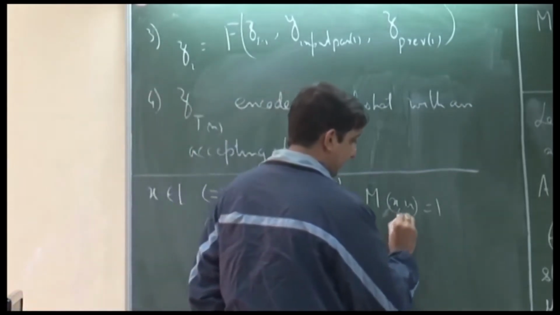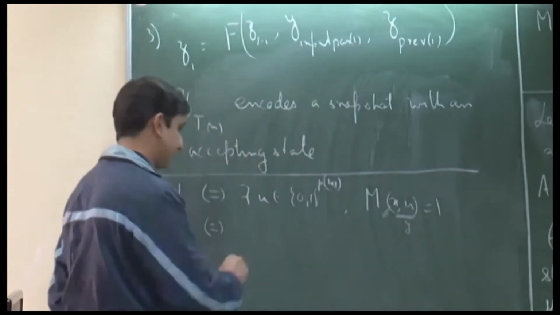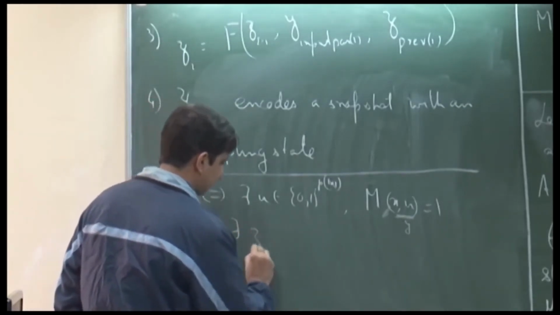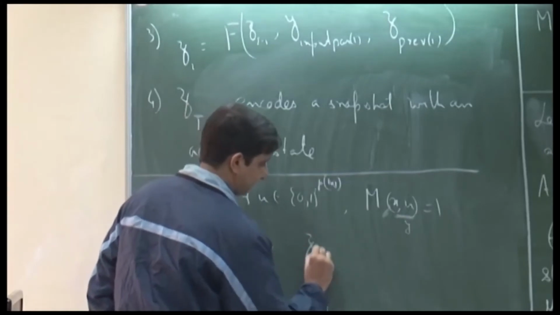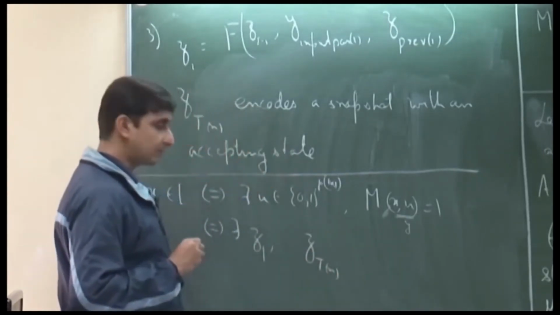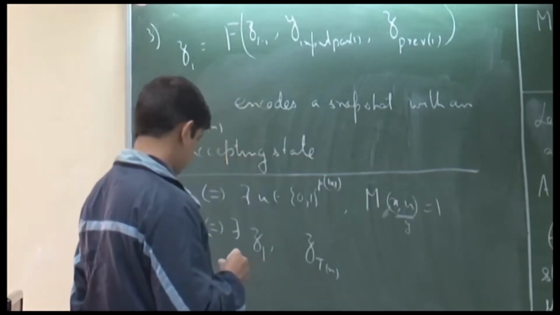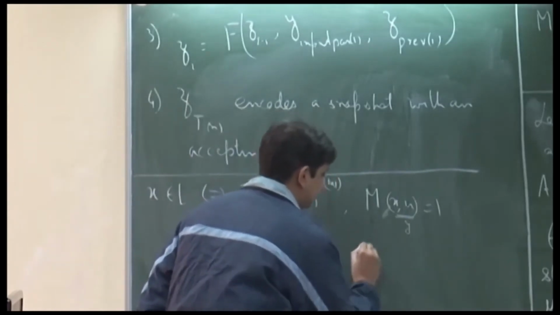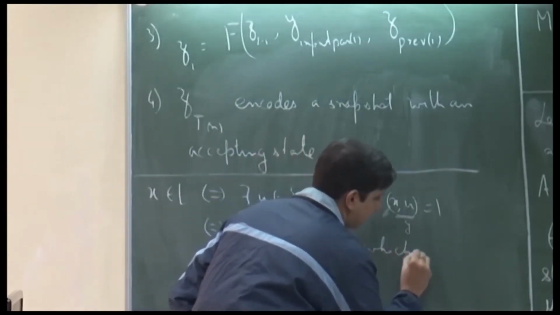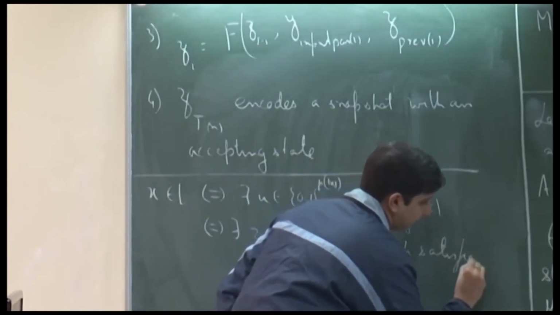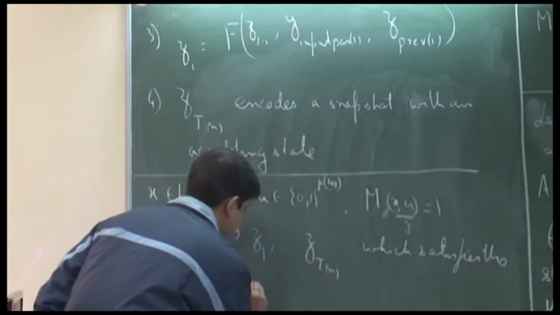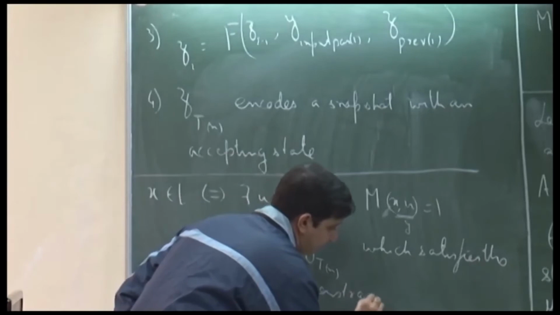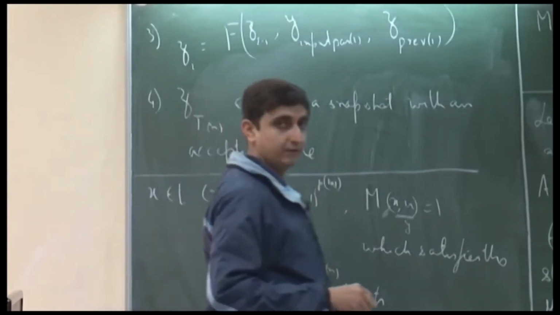So, again think of x comma u as the string y. So, this is true if and only if there exists some sequence of snapshots z1 through z_t(n) which satisfies the above 4 constraints. Okay. This is by definition.